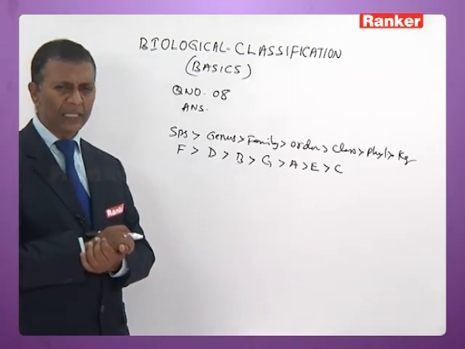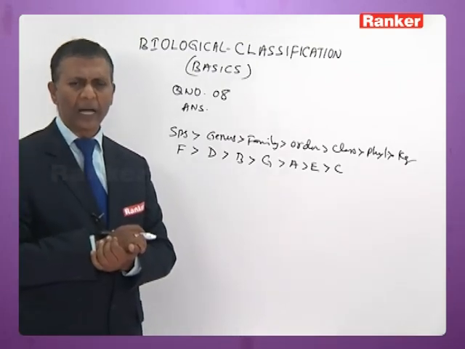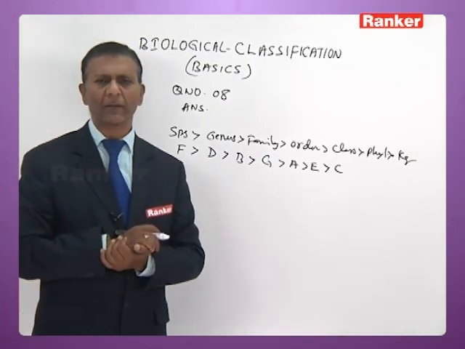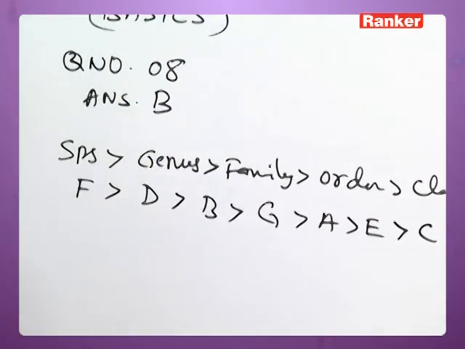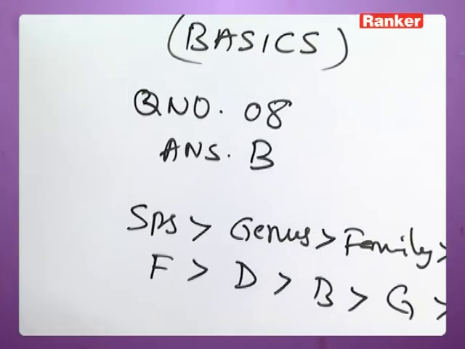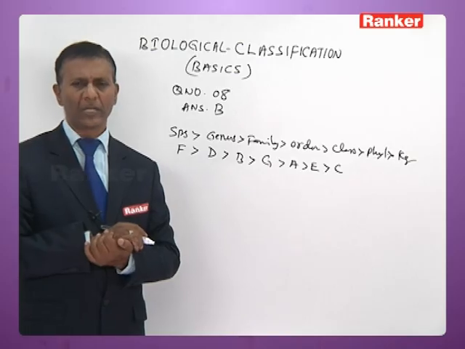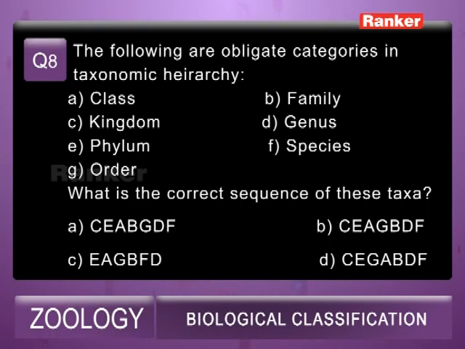And E, C. That is the correct option here. E is phylum and C is kingdom. So the correct answer for the 8th question is option B, because all of them are present in B: F, D, B, G, A, E and C. E is phylum, C is kingdom. So they are the correct sequence according to taxonomical hierarchy. So 8th question, correct option is B.